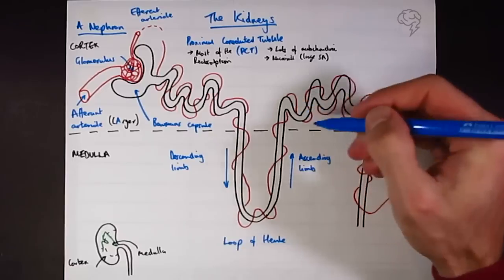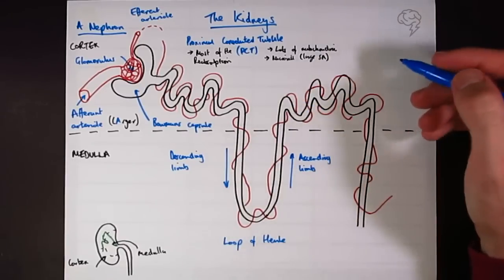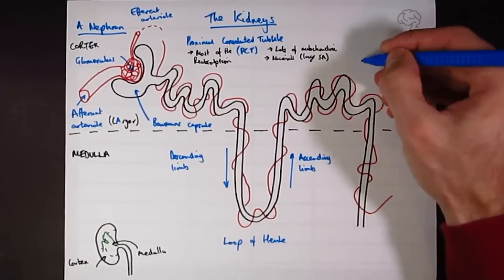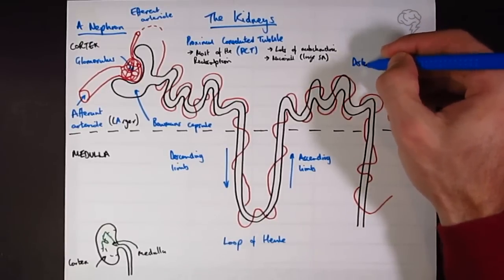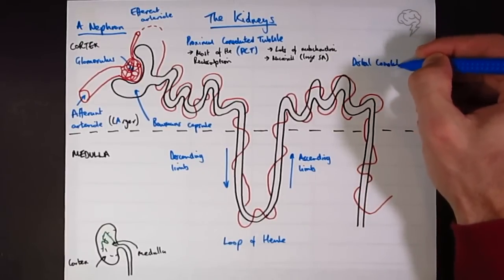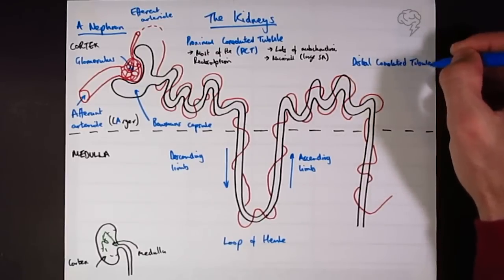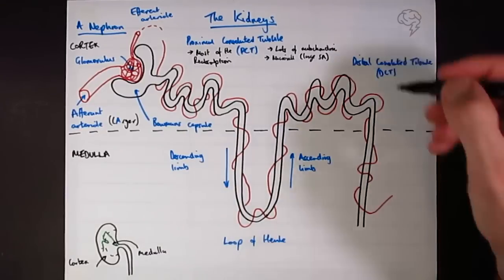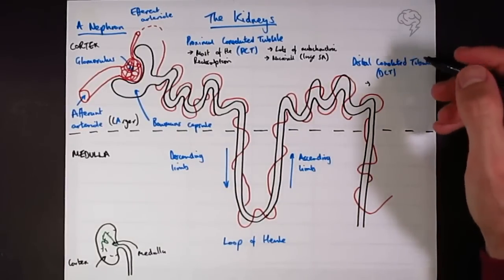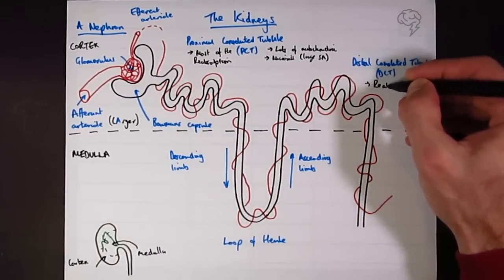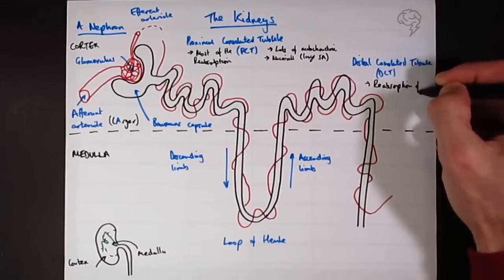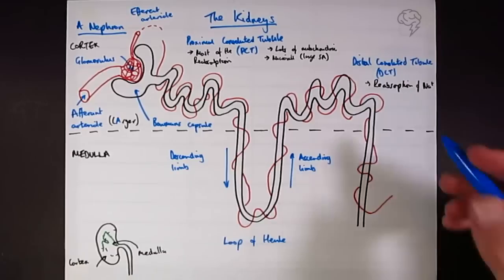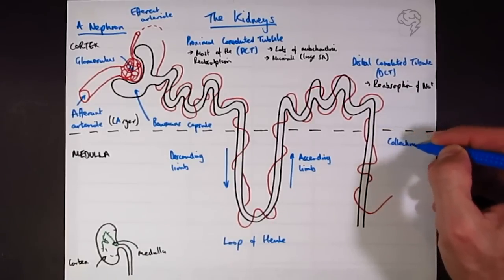At the top of the loop of Henle, we then enter the secondary, the distant, or the proper name is distal convoluted tubule. Again, we can call this by abbreviations and call it the DCT. What do we need to know about it? Well, it's the fine-tuning, it's the reabsorption of sodium, basically. And then the last section is this bit down here, is called the collecting duct.